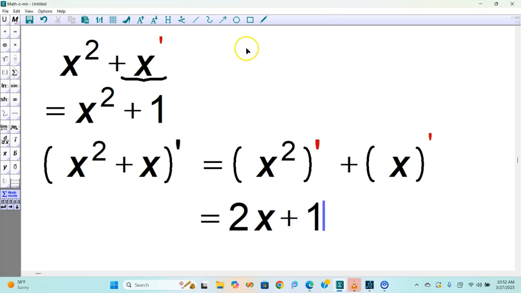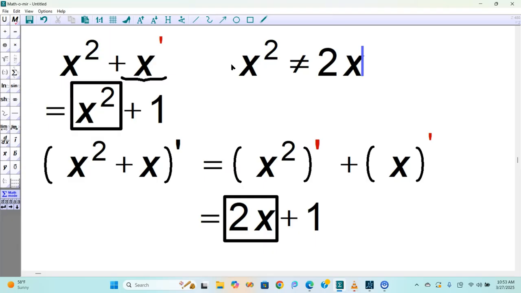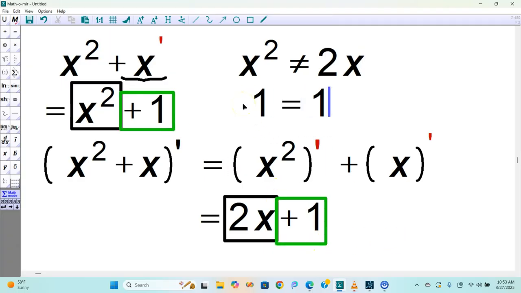So now let's compare these a little bit carefully. They're not the same, clearly. This has x squared, this has 2x, so these are different. That means clearly x squared is not the same as 2x. These two things look different, they're different expressions. But what is the same is the following. Let me make this green here: this is 1 and this is 1. So these parts are the same, right? The 1 equals the 1.